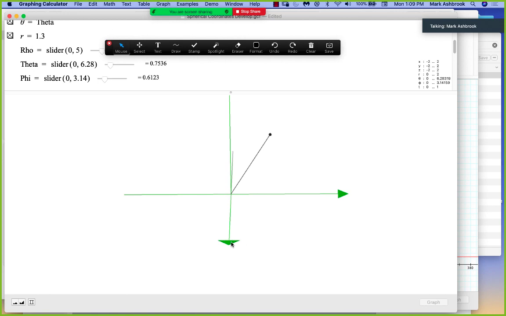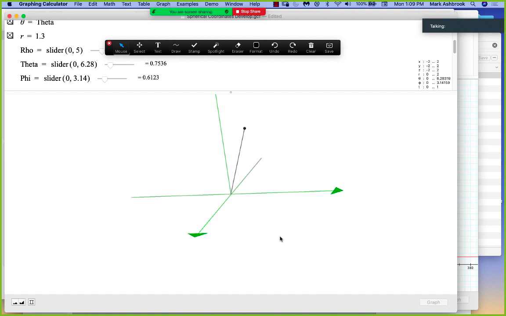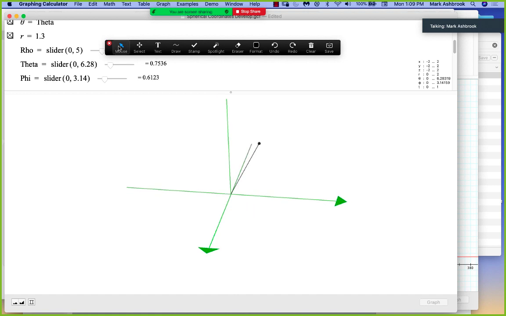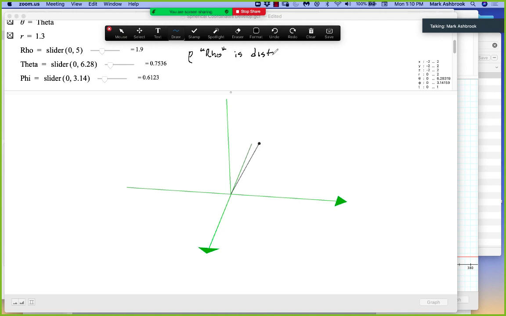So cylindrical coordinates, the three coordinates in cylindrical coordinates are rho, theta, and phi. I have them listed right here. So rho is the distance from the origin, truly the origin in R3. Always the distance to that point, right there. Distance from the origin.